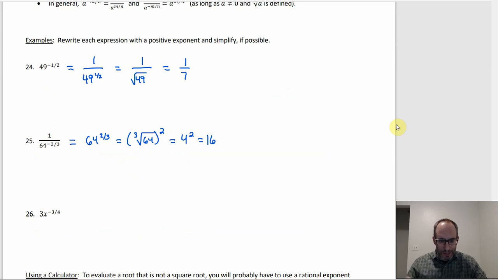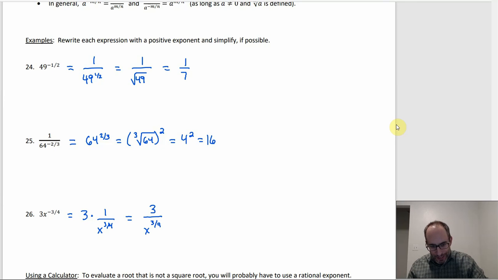Then number 26, got a negative exponent that we got to bring down. So we could write this, I guess, as 3 times 1 over x to the 3/4. But then, again, the 4 just turned out really badly there. So 1 over x to the 3/4, which then we could multiply those together and say that's just 3 over x to the 3/4. All right, that looks a little cleaner. Again, that 4 is messed up, but it's a 4. So 3/4 in that exponent in the denominator.